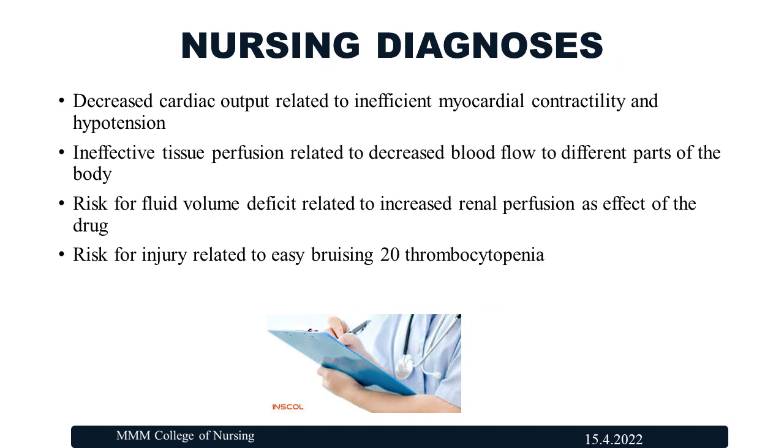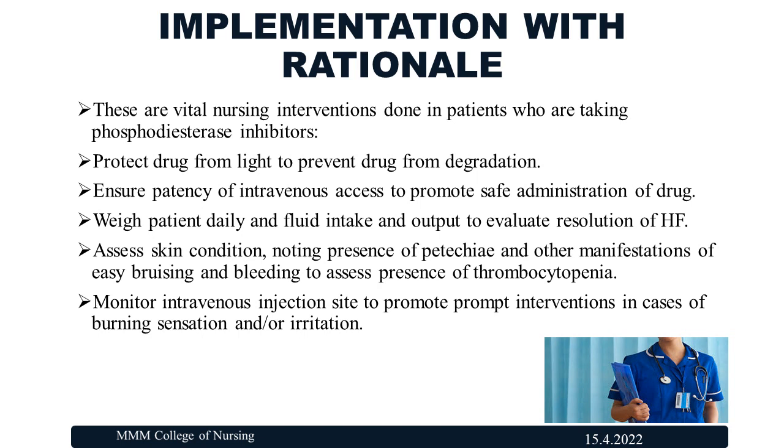The nursing diagnoses to be framed: decreased cardiac output related to insufficient myocardial contractility and hypertension, and ineffective tissue perfusion related to decreased blood flow to different parts of the body. Potential diagnoses: risk for fluid volume deficit related to increased renal perfusion as an effect of the drug, and risk of injury related to bruising and thrombocytopenia. Implementation: the nurse should assess vital signs and the dehydration level of the patient, and provide IV fluid to promote safe administration of the drug.